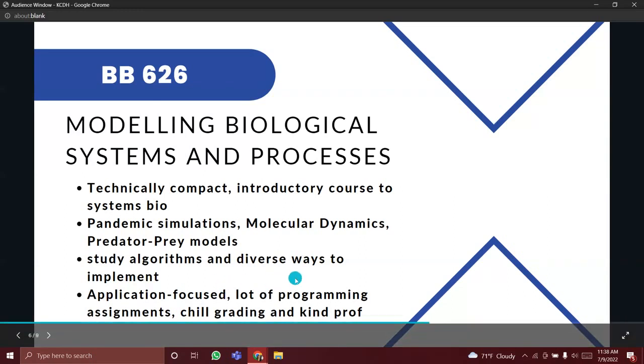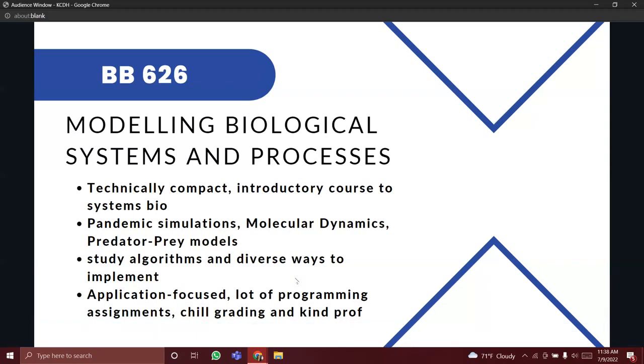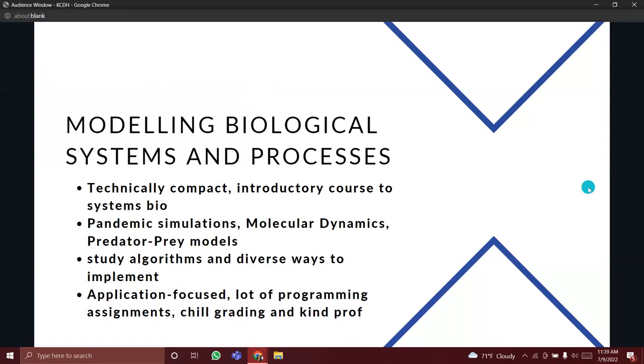It was mostly application focused. There were a few concepts that you had to do. I wouldn't say there were any prerequisites. Some StatMech videos he did share with us before the course, which were pretty easy. You could go through them and figure out what to do with the rest of the course. The assignments were mainly programming based, the grading is very chill, and the prof is pretty kind. So you guys can be engaging, and you can take a lot away from this course.